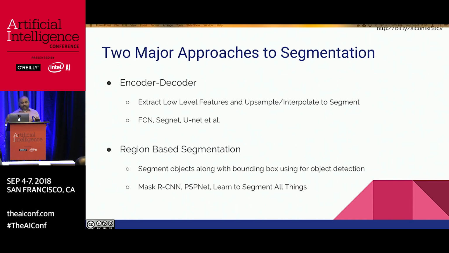The region-based segmentation is something that we saw earlier in Faster RCNN, and then what they did is that they took it to the next step, which is adding a third predictor for that. So Mask RCNN, PSPNet, and Learn to Segment Everything. These are all the types of segmentation models that are moving towards using a combination of bounding boxes to build masks on top for object segmentation.